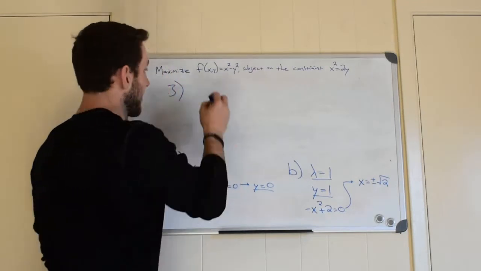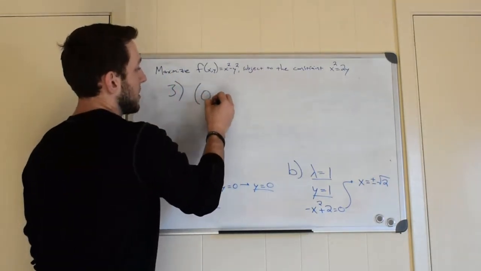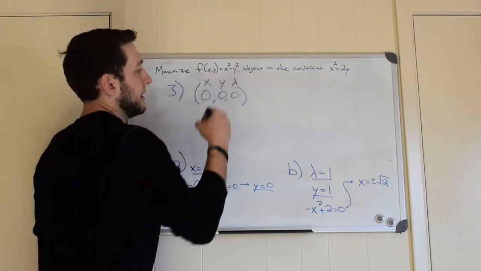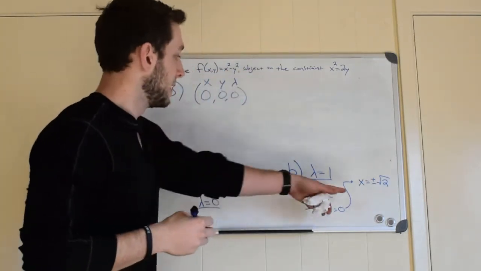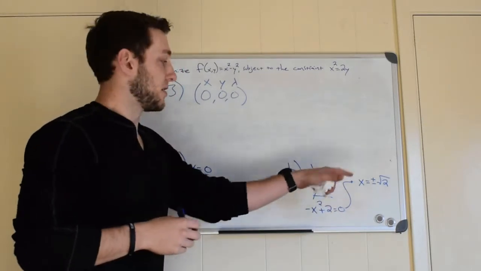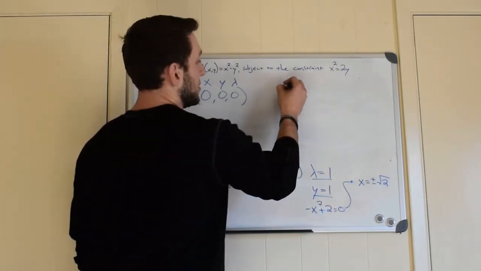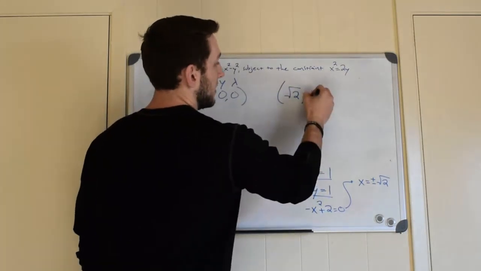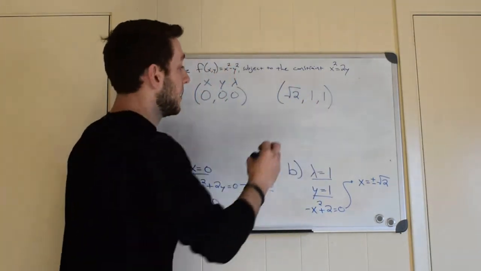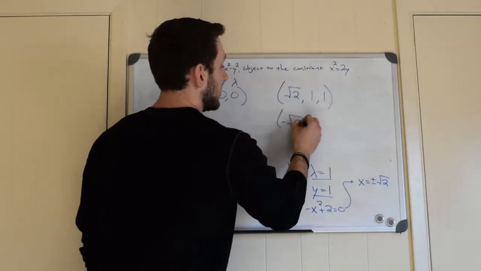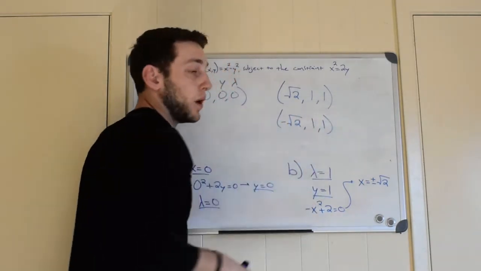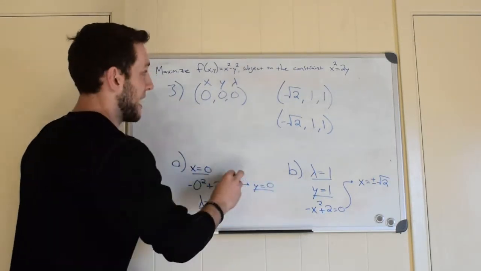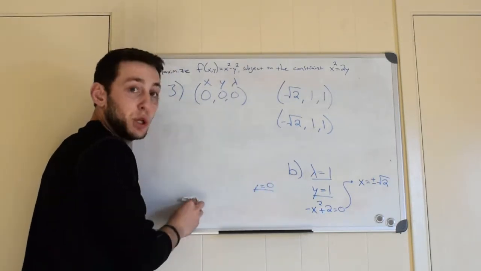The solution from this is the ordered triple 0, 0, 0, where we have an x, a y, and a lambda term. This system right here gives me 2 solutions. Either we got positive square root of 2, 1, and 1, or we get negative square root of 2, 1, and 1. That's where we get those. Those are our 3 things that we have to test. But that concludes step 3.